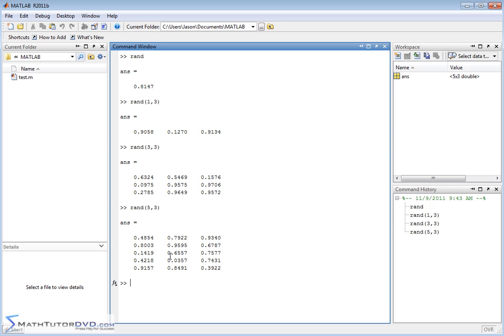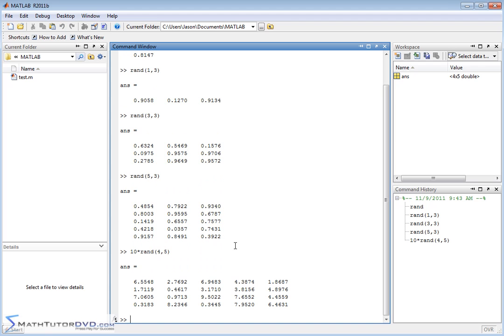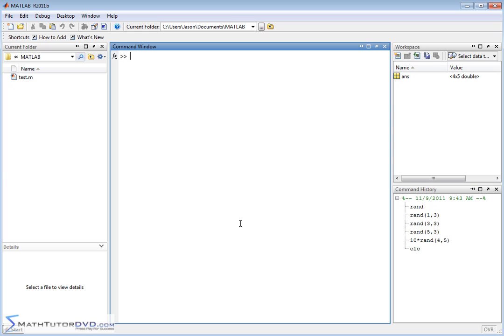Now everything in here will be between 0 and 1. So if you needed random numbers between 0 and 10, you would just do 10 times rand, and then you'll have random numbers between 0 and 10 because you're just scaling the random number generator by multiplying by 10. So that's useful for you to know. It's not something you use all the time, but occasionally you'll need to initialize a calculation with random data, depending on what you're trying to do.